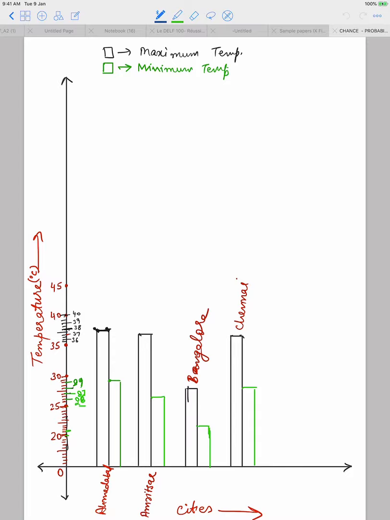Now one more thing, children, I would like to explain to you here. See, when you saw the maximum temperature, the smallest reading in the column of maximum temperature was 28 degrees Celsius and the highest was 41 degrees Celsius.